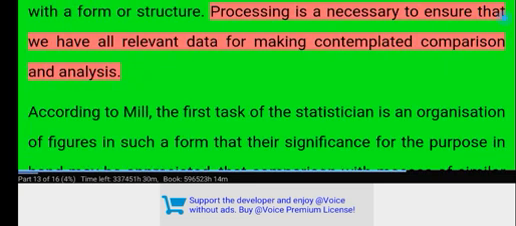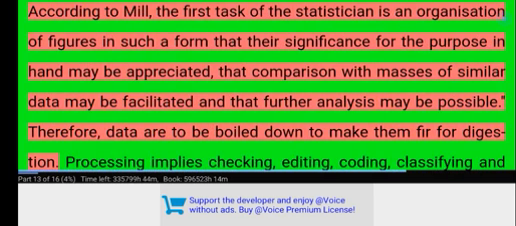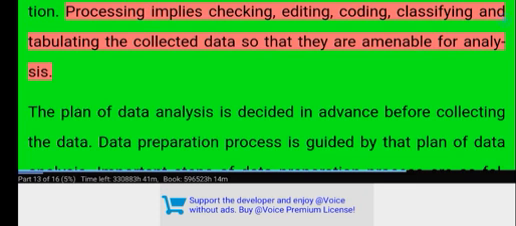Processing is necessary to ensure that we have all relevant data for making contemplated comparison and analysis. According to Mill, the first task of the statistician is an organization of figures in such a form that their significance for the purpose in hand may be appreciated, that comparison with masses of similar data may be facilitated, and that further analysis may be possible. Therefore, data are to be boiled down to make them fit for digestion. Processing implies checking, editing, coding, classifying and tabulating the collected data so that they are amenable for analysis.